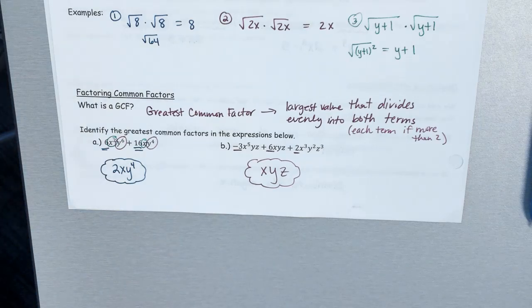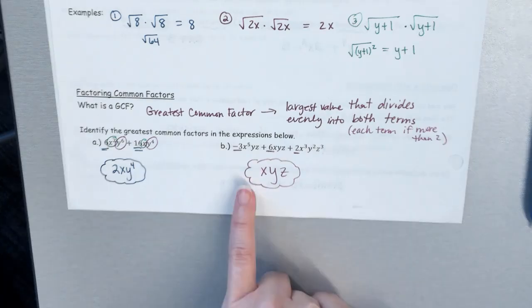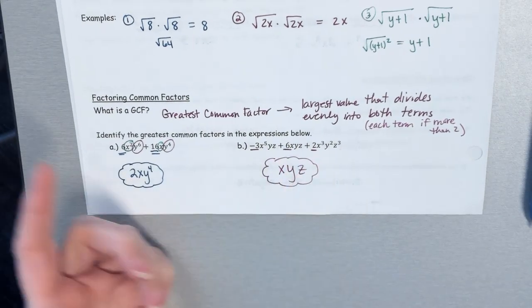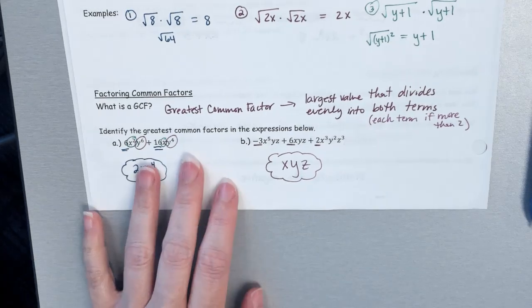That would be optional. So we're going to ask if we could take out the negative. You could. So if you put the negative x, y, z, it wouldn't be wrong to take that out. It would just change the signs. You just don't have to do it. But you could.